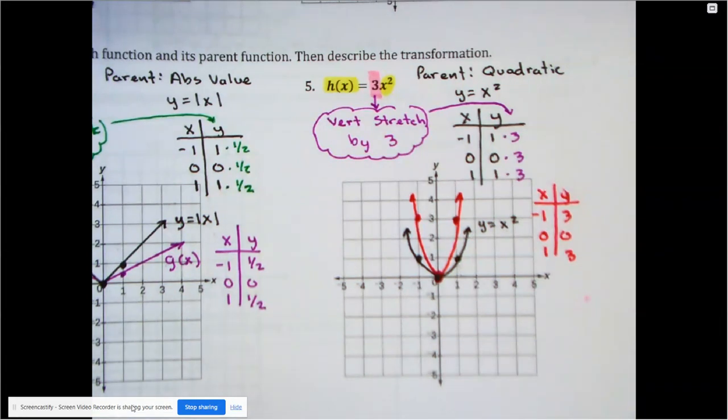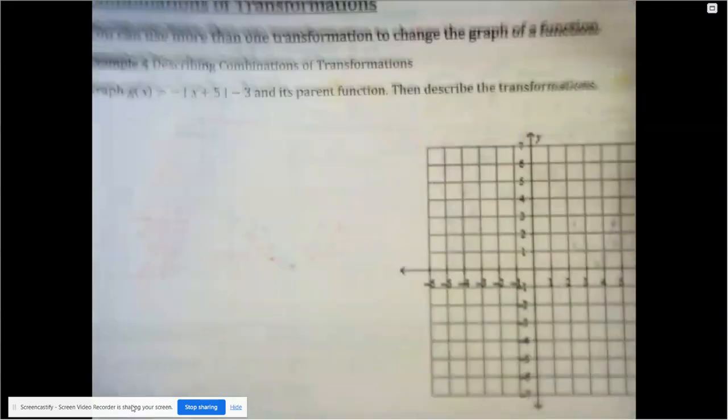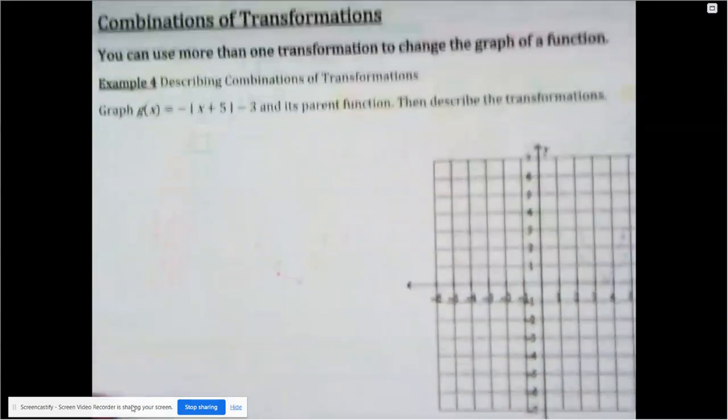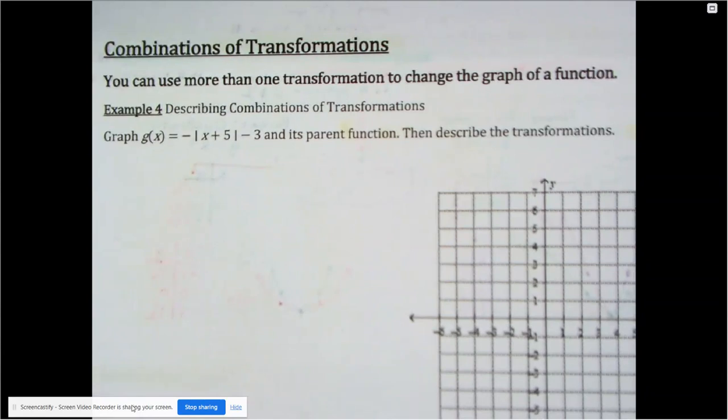So now let's look at our last page. In our last page, we've kind of just been doing one thing at a time. We did stretching, we did translations, we did reflections. Well, what happens when they just throw it all into the mix together? So the last thing we're going to do is talk about a combination of transformations. And all it says is you can use more than one transformation to change the graph of a function.